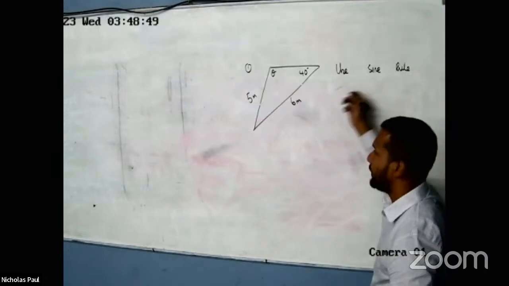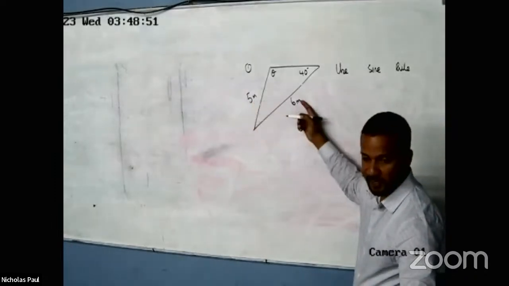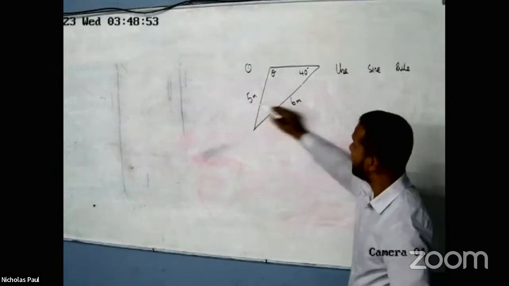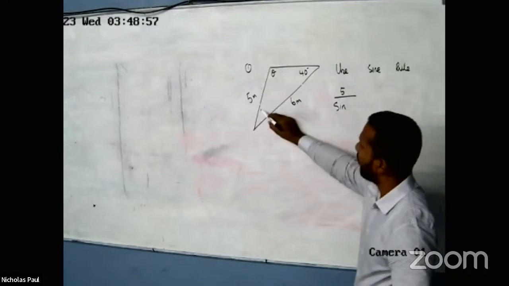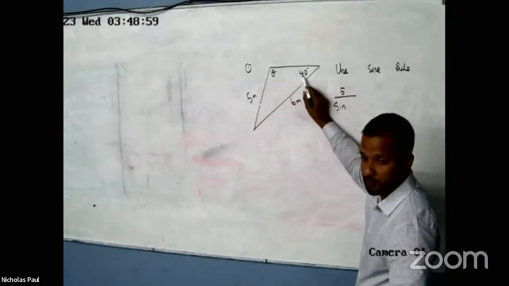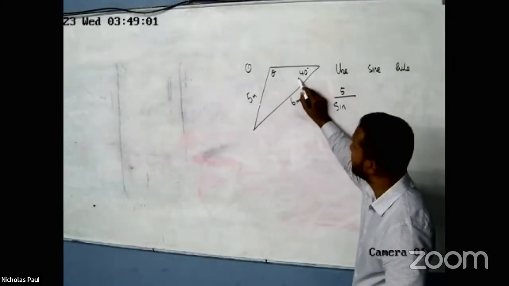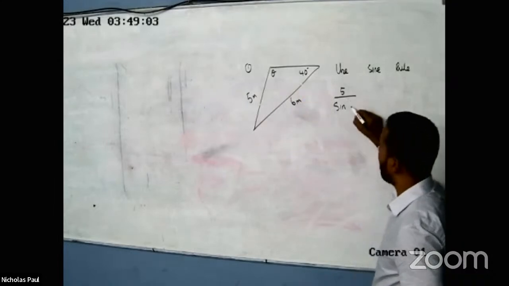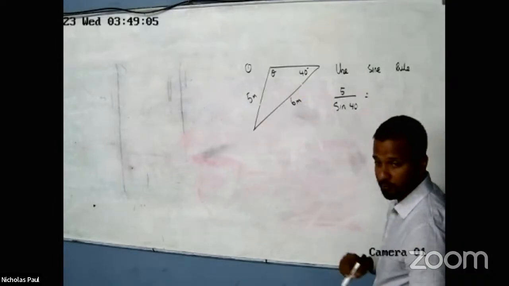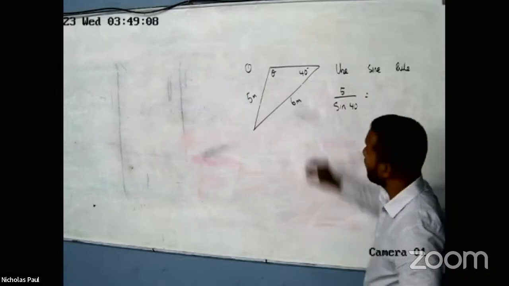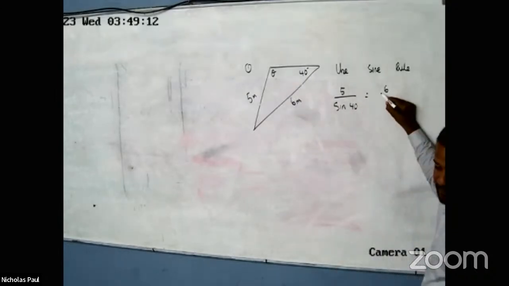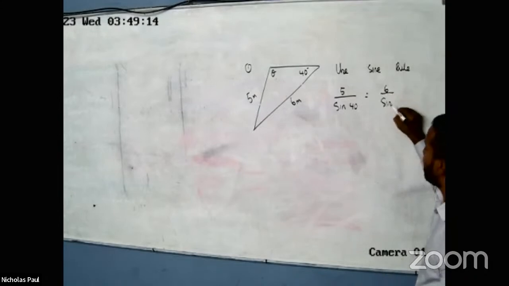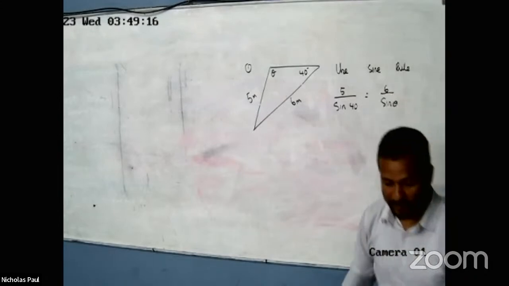So it's up to you. You can pick any as A and any as B, right? So let's say A is 5 over sine of the opposite. The opposite of this length is 40. So it's 5 over sine 40. Are you okay with that? And here is 6 over sine theta.